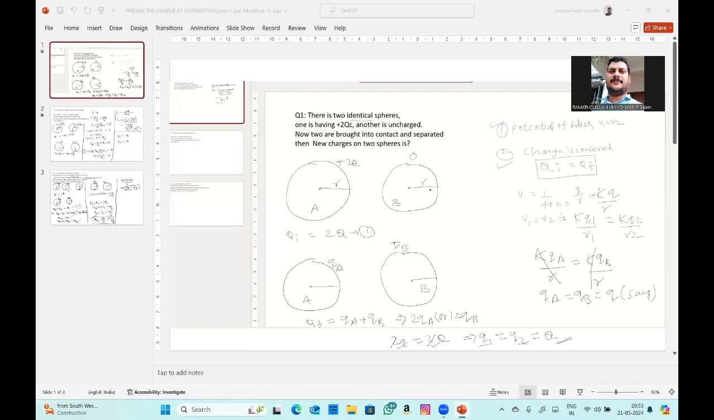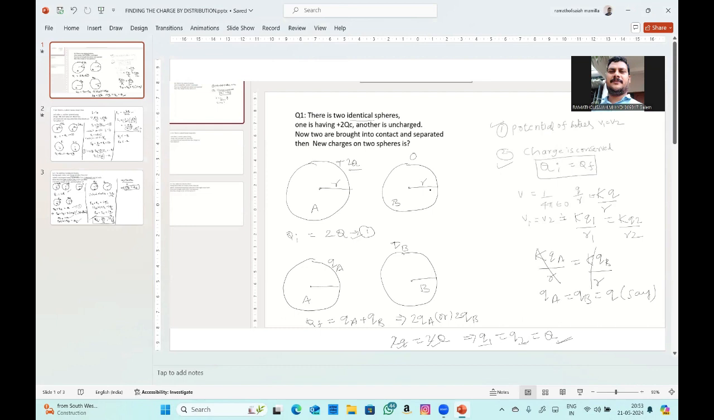There are two identical spheres given, A and B. One has the charge plus 2q, the other one is 0, so the initial charge is 2q. These two are brought into contact and separated. Then they get the charges QA and QB respectively. The total charge on A and B is QA plus QB. This is the total charge finally.